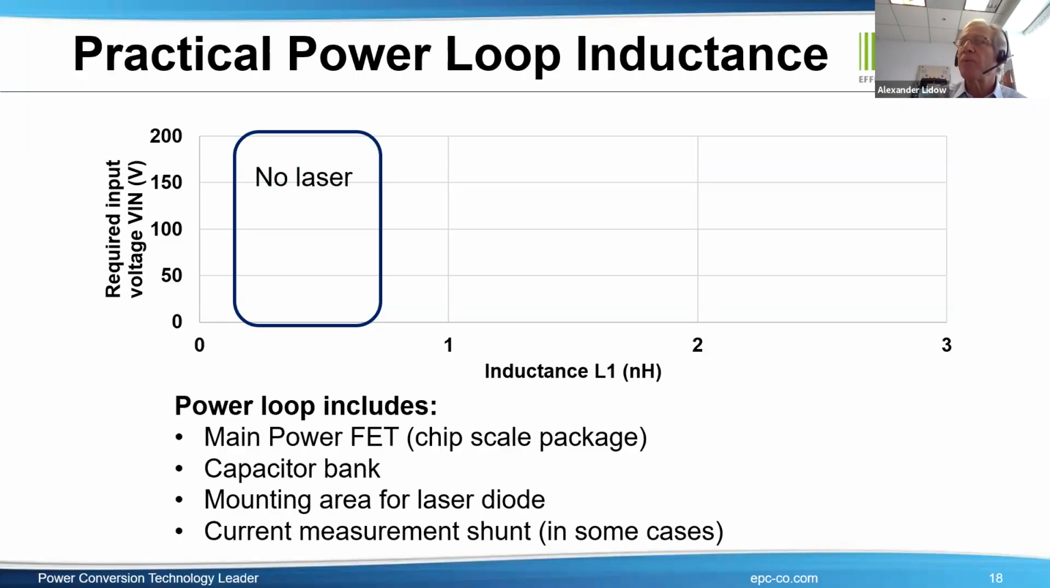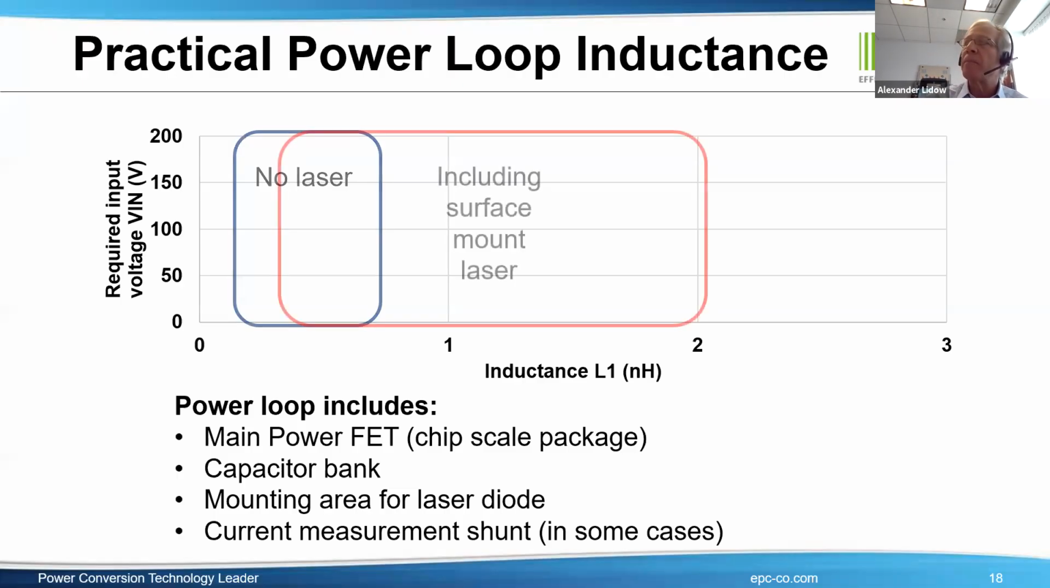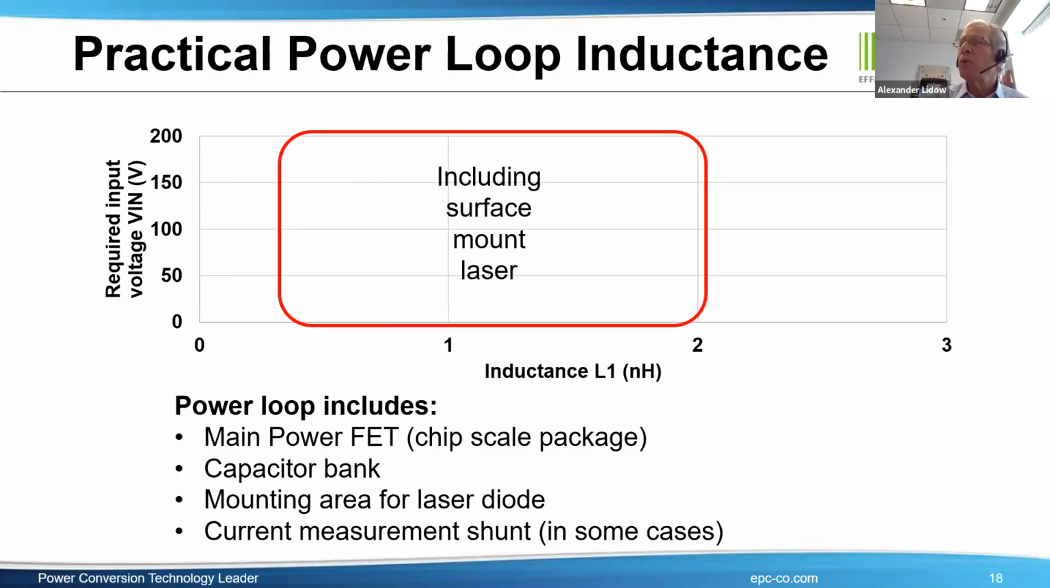If you take out the laser from that equation, this is the range of power loop inductance if you use an eGaN FET. Remember, if you were using a MOSFET, it would be all the way over the right, somewhere north of 1 nanohenry just from the FET itself. You add the capacitor bank and stuff like that, it would be in the 2 to 3 nanohenry range. If you include the surface mount laser, even the best of them, you tend to get in this range. So now you're in the 1 to 2 nanohenry range.